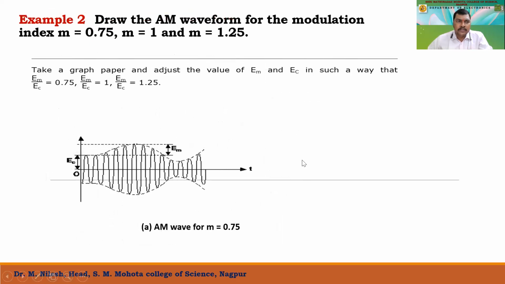Now these are some examples where we need to calculate. We have this AM waveform for modulation index M equal to 0.75, M equal to 1 and M equal to 1.25. So we need to calculate for these three modulation indices: EM by EC equal to 0.75, EM by EC equal to 1 and EM by EC equal to 1.25. So we need to consider less than 1, equal to 1 and greater than 1. This is the waveform which can be drawn for the modulation index equal to 0.75.